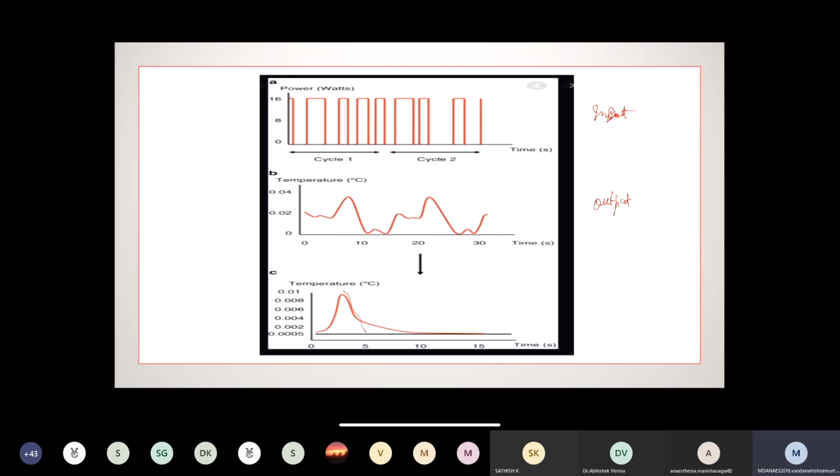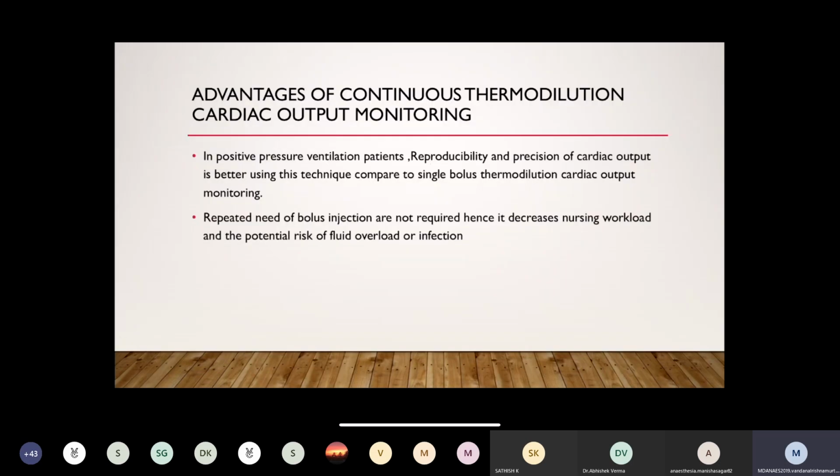The advantage of continuous thermodilution cardiac output monitoring is that in positive pressure ventilation patients, reproducibility and precision of cardiac output is better using this technique compared to single bolus thermodilution cardiac output monitoring. Repeated bolus injections are not required, hence it decreases the nursing workload and the potential risk of fluid overload or infection.